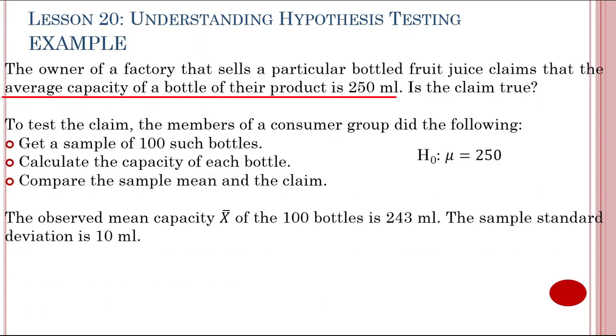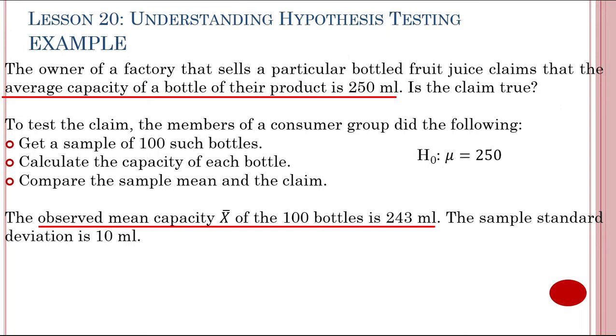Ayun. So, etong part na to, the average capacity of their bottle of their product is 250 ml. Ito yung ating null hypothesis. Again, pero ano na ngayon yung ating alternative hypothesis? Ang alternative hypothesis natin ay ito. Observed mean capacity of 100 bottles is 243 ml.